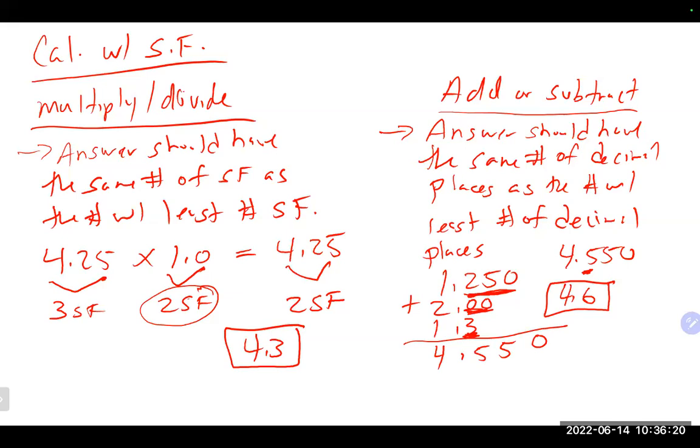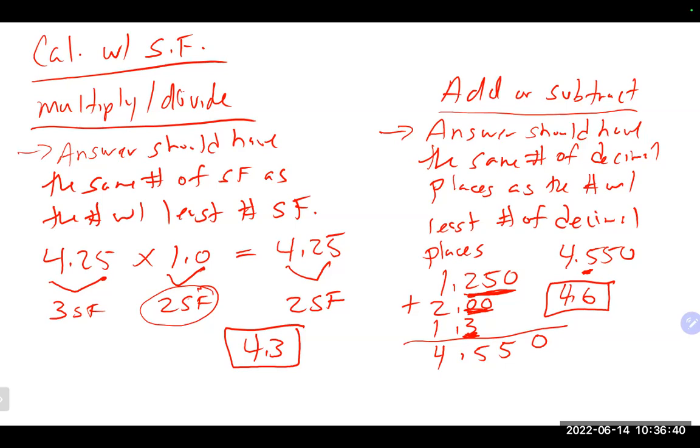4.6 has 1 decimal place. How many significant figures does it have? 2. So don't get those 2 things confused. Question on that there. So multiplying, dividing, it is the least number of significant figures is what your answer should have. Adding and subtracting, it is the least number of decimal places.